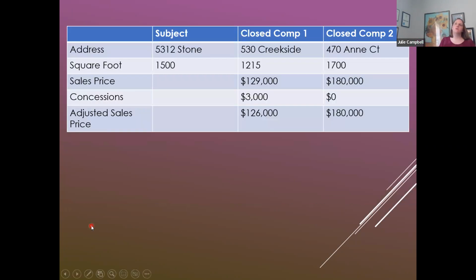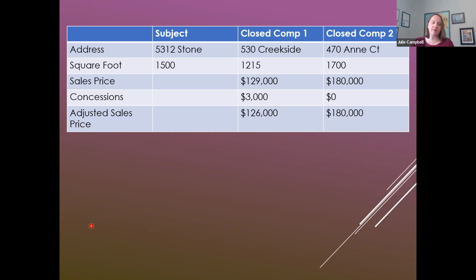Generally speaking, when we're looking at our subject property and our comps, you can see here my subject is 5312 Stone Road, I guess we'll call it. It's got 1,500 square feet. Comp 1 is 530 Creekside. It's got a little less square feet. Comp 2 is 470 Ancourt. It's got a little more square feet.